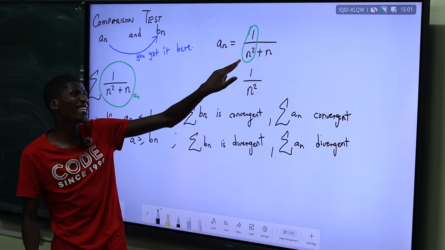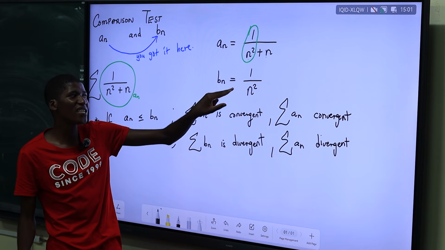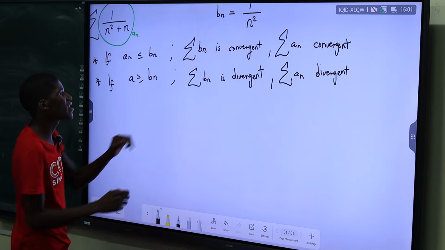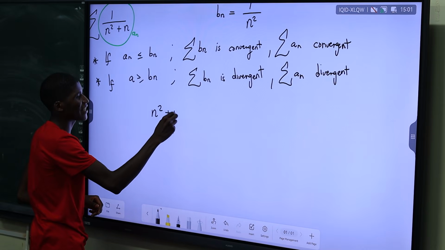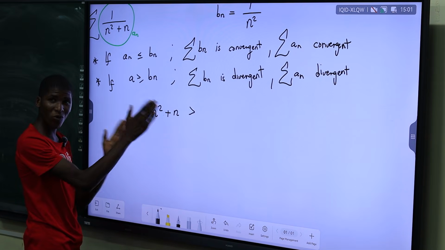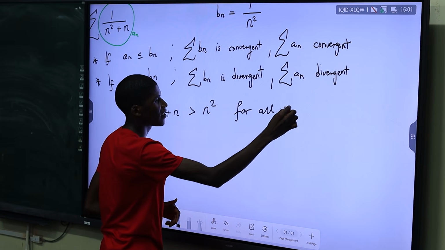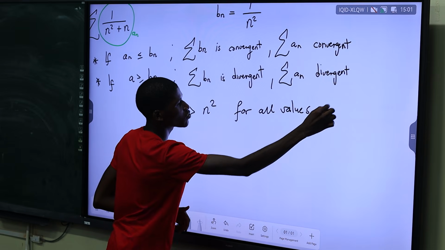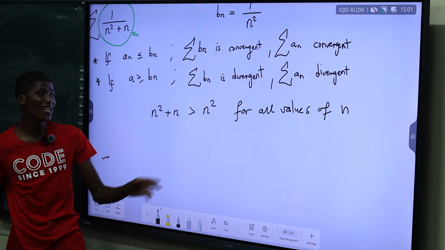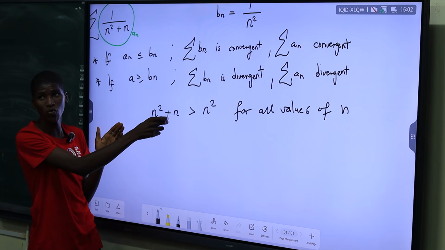Even if you put 10, 10 squared is 100 plus 10 is 110. But this one will only be 10 squared, 100 alone. So we can say the denominator n squared plus n is always greater than n squared, for all values of n. Whatever value of n you put, the denominator n squared plus n will always be bigger than n squared alone, because this one has n added.